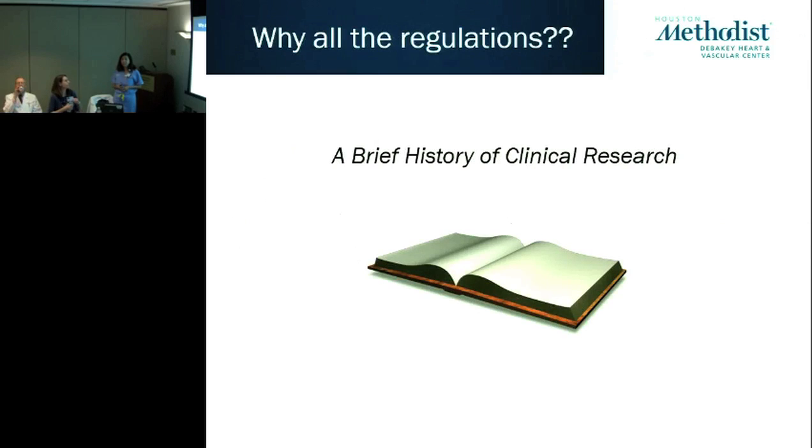We're going to go over a brief history of clinical research. I always like to know why. We didn't sit in a room and just make up rules for you to follow. I like to joke, how can we make it more difficult for everybody to do studies here? So there's a reason for the regulations that we have.